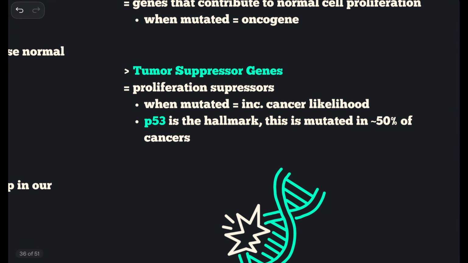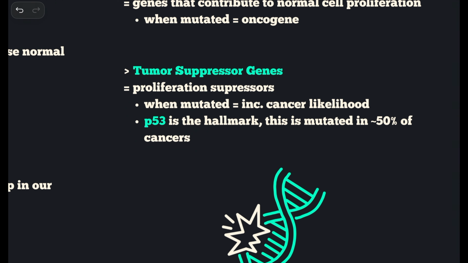Tumor suppression genes, same kind of deal. When these get knocked out, we see tumors. So that's how they got their name. These are proliferation suppressors. So when I don't need proliferation, when I need that to stop occurring. When mutated, we have an increased cancer likelihood, right? If cancer is just unregulated proliferation and unregulated growth, if I have a gene that's controlling that gets knocked out, well, we're going to get more cancer. This is crucial to know.